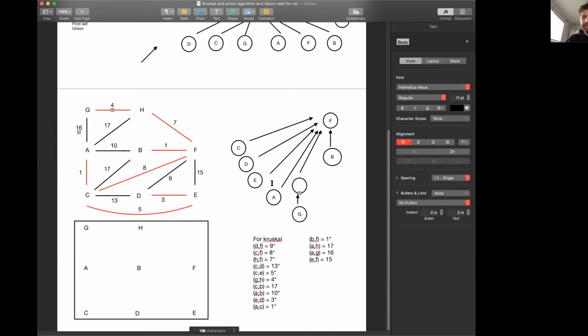So now I did path compression. E gives me F, and I call find set on F. That should give me F. So they are in the same set. It doesn't make sense to call union. I'm not going to color it red. So I just processed EF, which is weight 15.